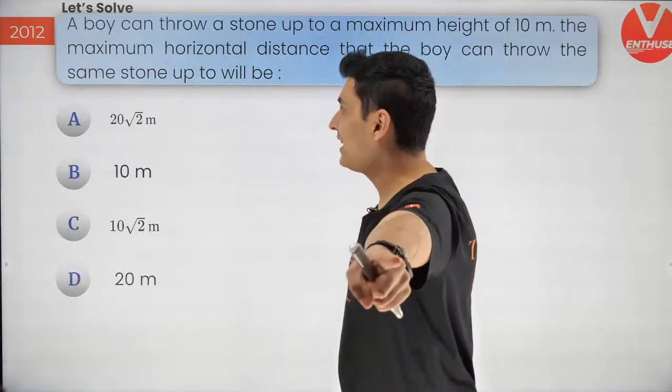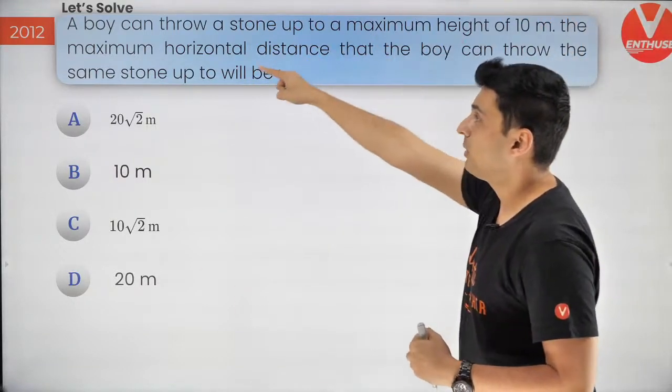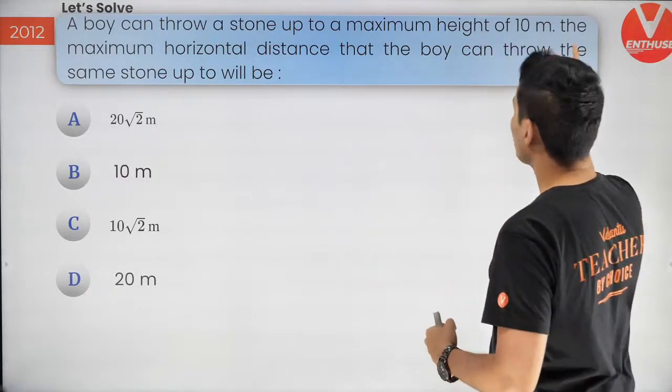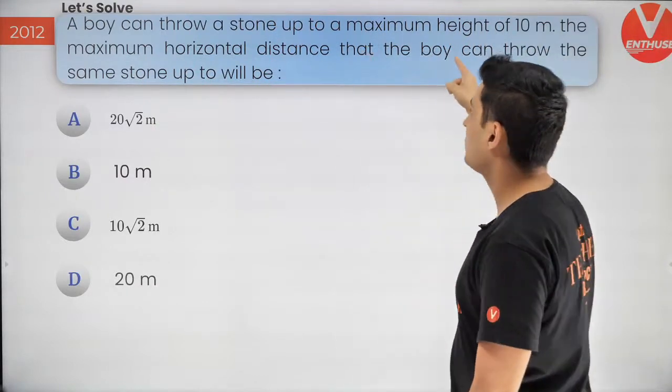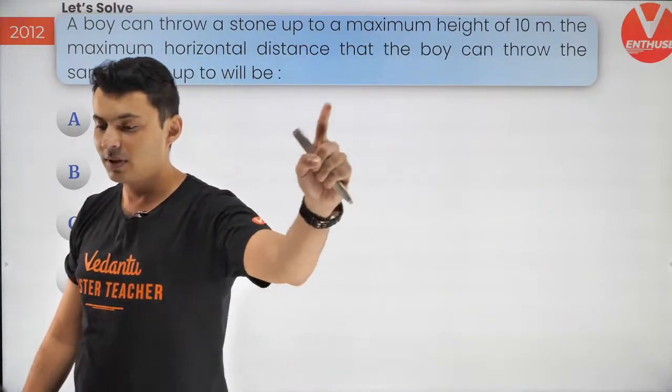Okay, let's see. How many of you get this? Come on. Let's see which of you enthusiasts is going to get this first. 2012 question. A boy can throw a stone up to a maximum height of 10 meters. The maximum horizontal distance that the boy can throw the same stone with the same speed will be?